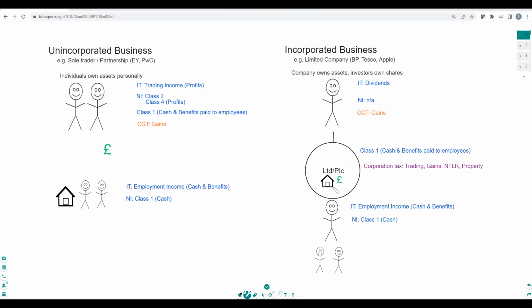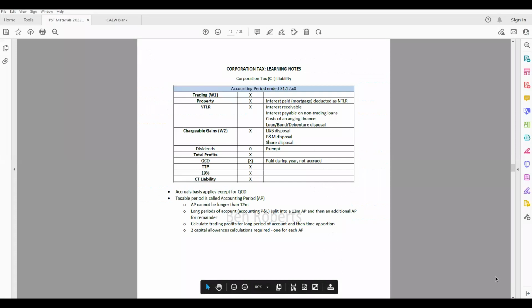Now, of course, just like individuals, companies can have various different types of income. Now, the big difference, I suppose, between an individual and an incorporated business is that the incorporated business is going to just incur tax at 19%. Corporation tax is a flat rate of tax. Doesn't matter the type of income, it's all going to be taxed under corporation tax at 19%.